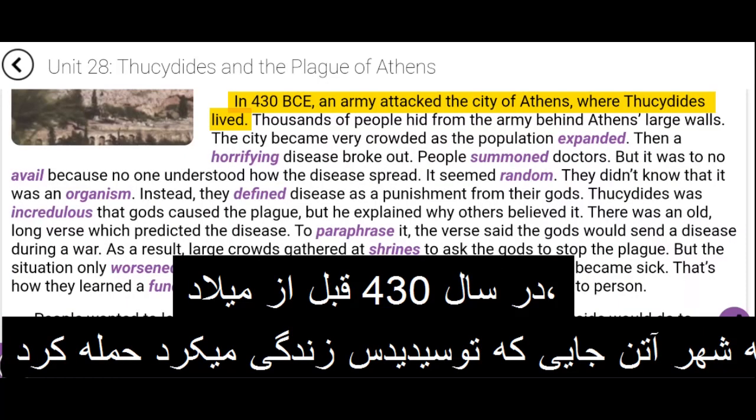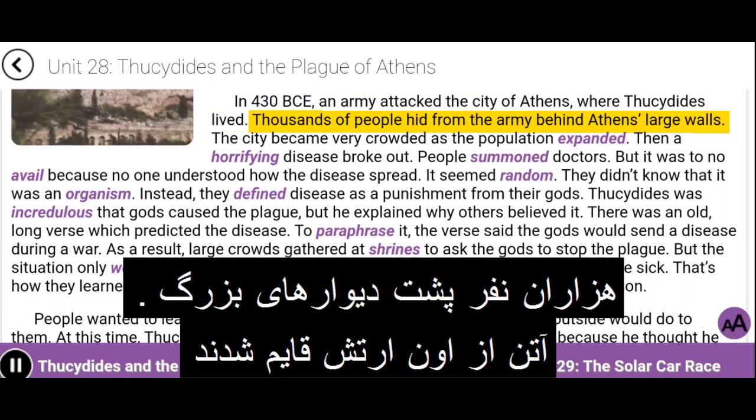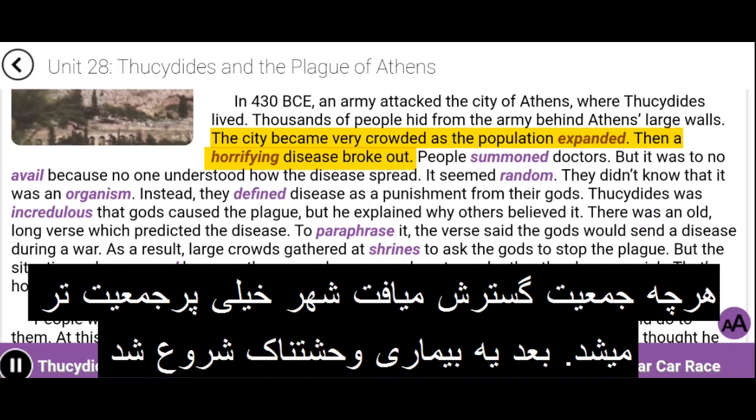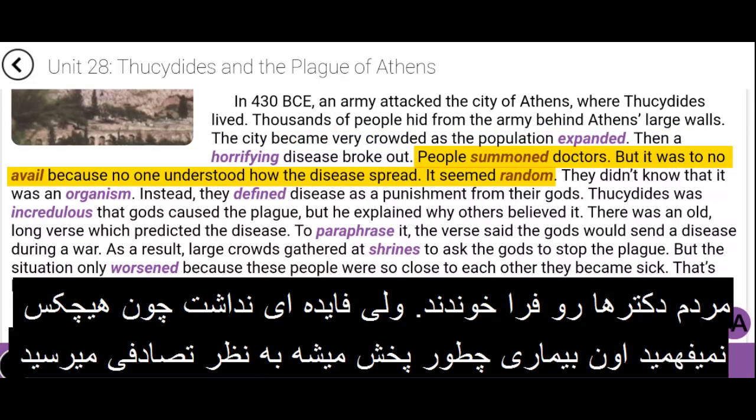In 430 BCE, an army attacked the city of Athens, where Thucydides lived. Thousands of people hid from the army behind Athens' large walls. The city became very crowded as the population expanded. Then, a horrifying disease broke out. People summoned doctors, but it was to no avail because no one understood how the disease spread.